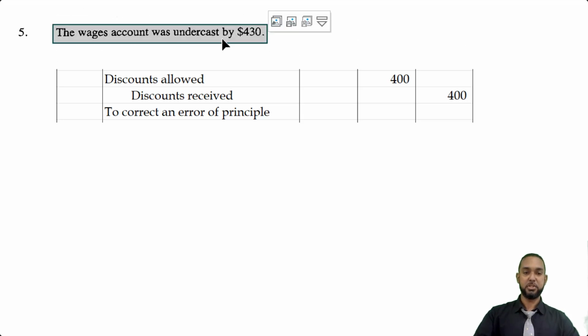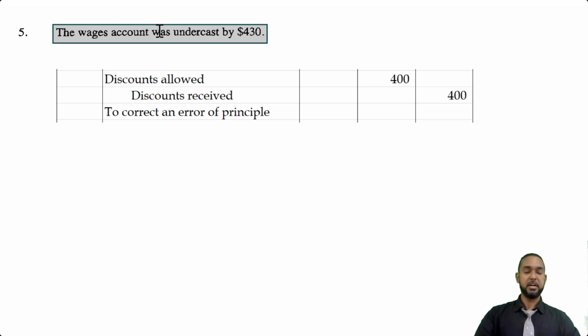Next, it says the wages account was undercast by $430. Okay, so you see errors with undercast and that kind of stuff, that requires a suspense account. If you don't know how to use a suspense account, I'm going to put a card up there and a link in the description below. So check it out and then come back here if you're not sure how to use it. But I'm going to go ahead with this anyway and take it, right?